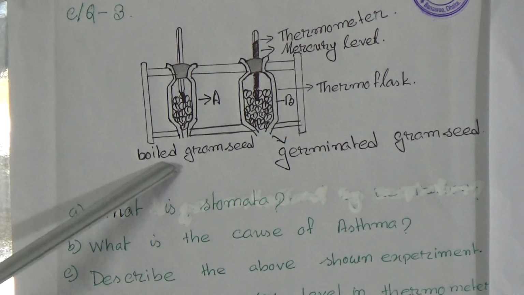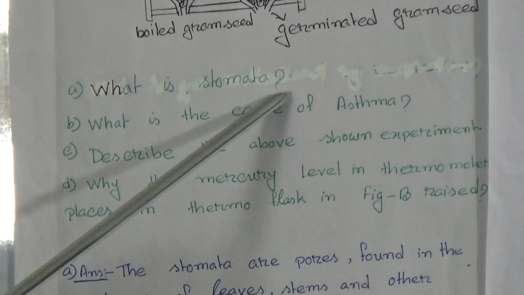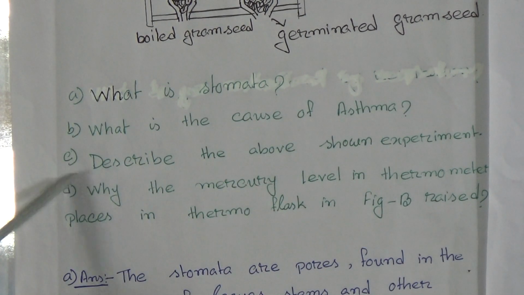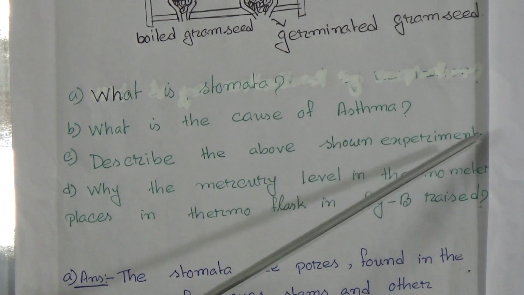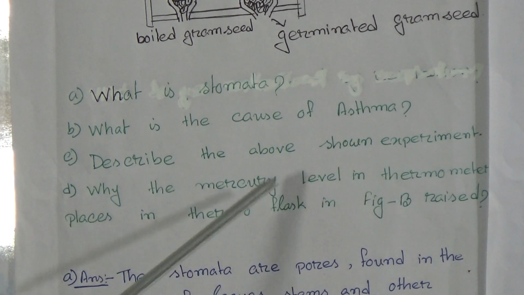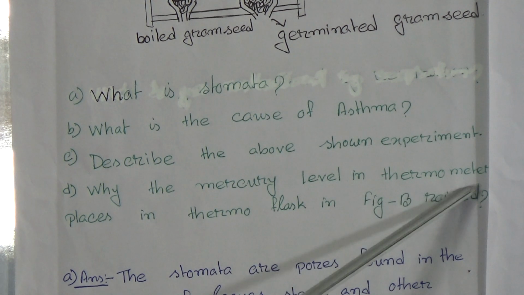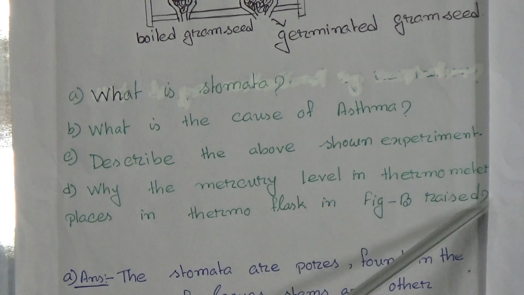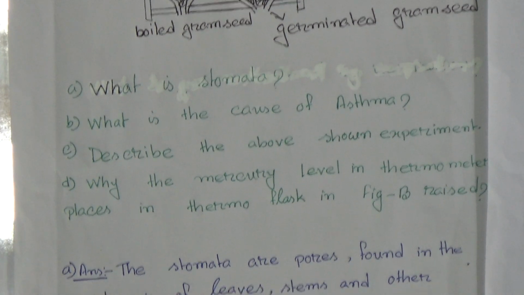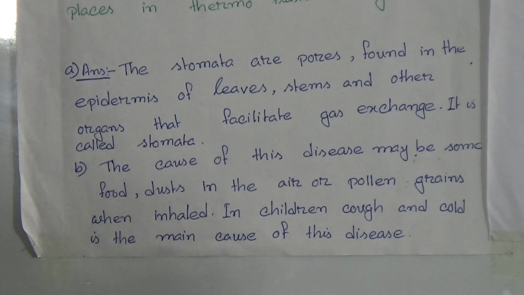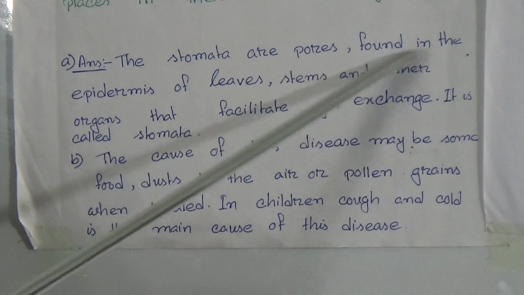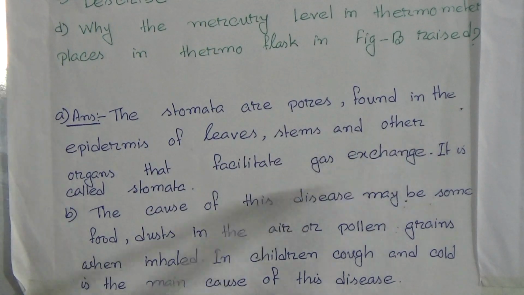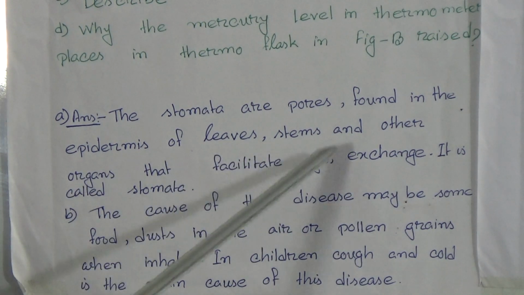Now, we will discuss the questions. A, what is stomata? B, what is the cause of asthma? C, describe the above shown experiment. And D, why does the mercury level in the thermometer placed in the thermoflask in figure B rise? Now A, what is stomata? The stomata are pores found in the epidermis of leaves, stems and other organs that facilitate gas exchange.